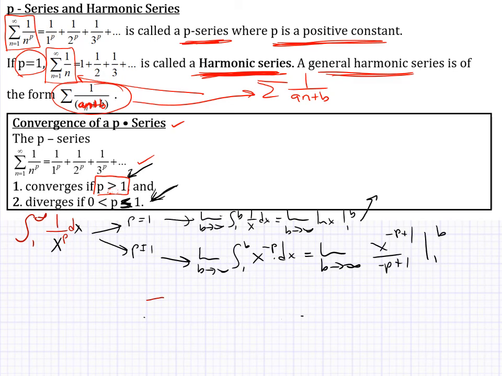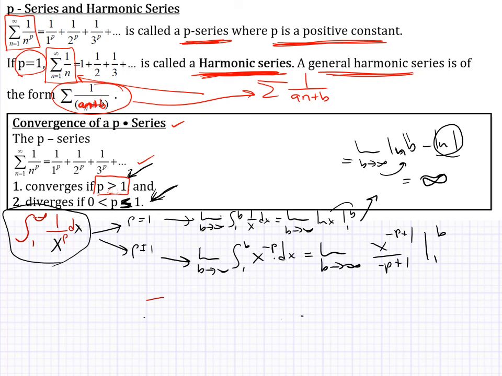Let's take a look at this one a little bit closer. I'll bring it up here so I have some space. I'll plug in b, I'll plug in 1, and I end up with the limit as b goes to infinity of log of b minus log of 1. Well, log of 1 is 0, so we're really just doing the log of b as b goes to infinity. We should know by now, especially after the last example, that goes to infinity. If that goes to infinity, the integral back here with p equal to 1 diverges. If the integral diverges, then the series diverges. So that's why we need the or equal to 1 here in the divergence section of the p-series test.